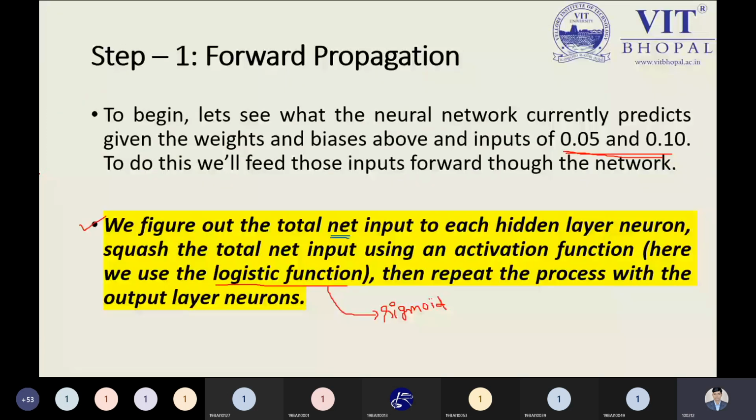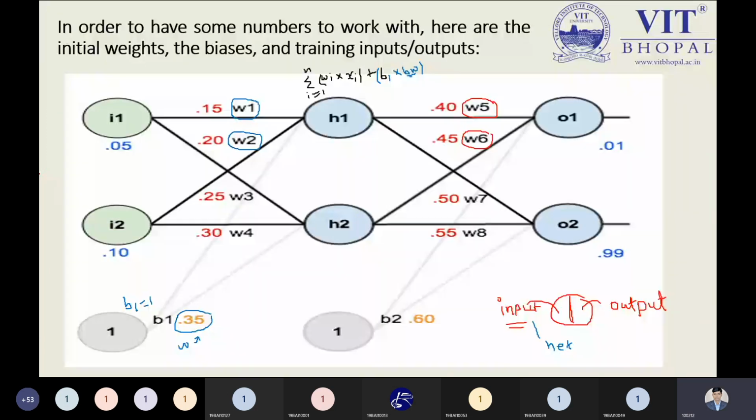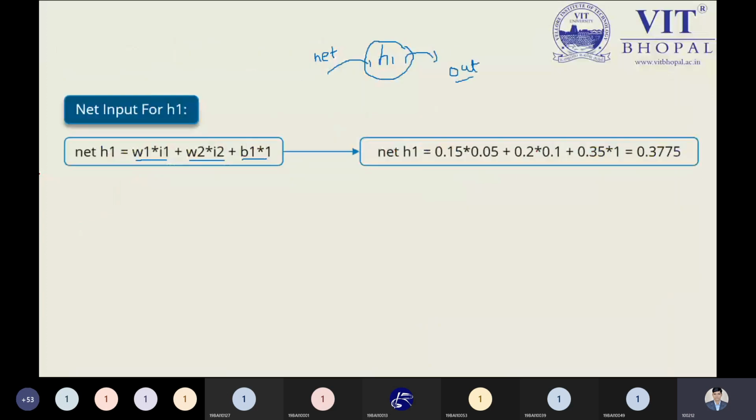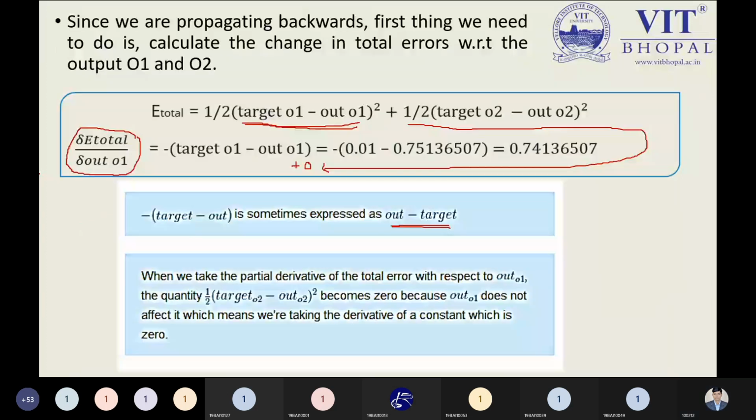Before updating your weight, just let me know what is the previous weight. 0.40. I'm repeating, what was the previous weight of the W5? 0.40. So now I'm putting all these values after calculating.